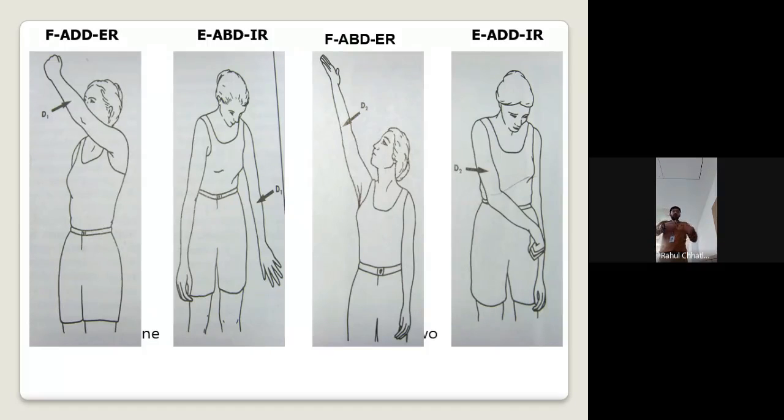Yes, you have to do it component wise. This is the starting position. Wrist flexion, finger flexion, elbow flexion, moving into flexion, adduction, external rotation. Keep it, do it everyone.